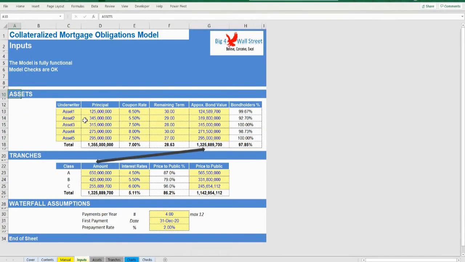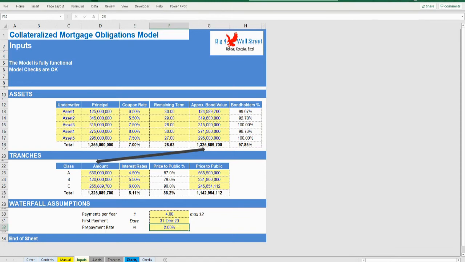Moving on to the Inputs tab, you can adjust the various assumptions of the model based on the specifications and requirements of your business. In yellow, whatever can be amended as an assumption: mortgages, assets, principal, coupon rates, and remaining term. You can also set the amount of the tranches. Just make sure this is equal to the approximate bond value of the bonds, the interest rates of each tranche, and the price to public. Furthermore, you can also adjust the payments per year of the tranches, maximum 12, when the first tranche payment is made, as well as the prepayment rate.